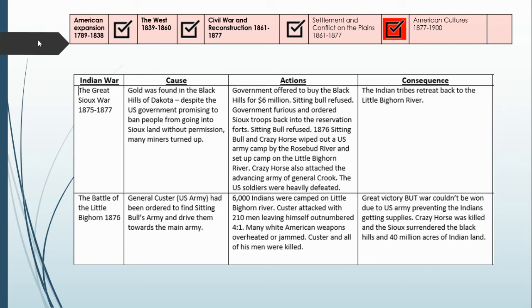However, it looked as though it was a great victory, but the war couldn't be won as a whole, and this was because the US Army prevented the Indians from getting supplies. One of their main Sioux leaders, Crazy Horse, was killed, and the Sioux surrendered the Black Hills and 40 million acres of Indian land. And remember that Indian land, once again, was a very spiritual place for the Sioux.